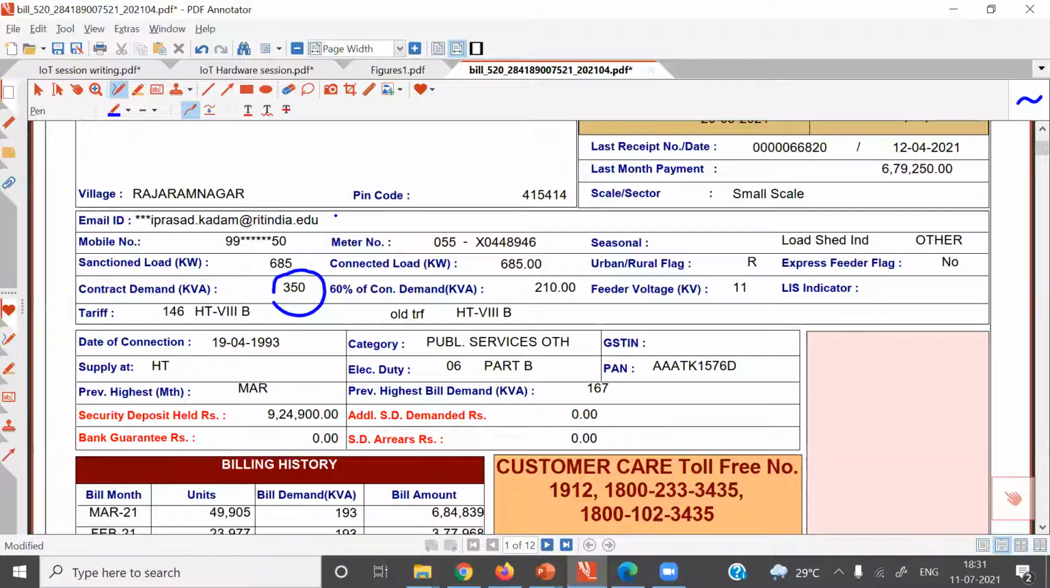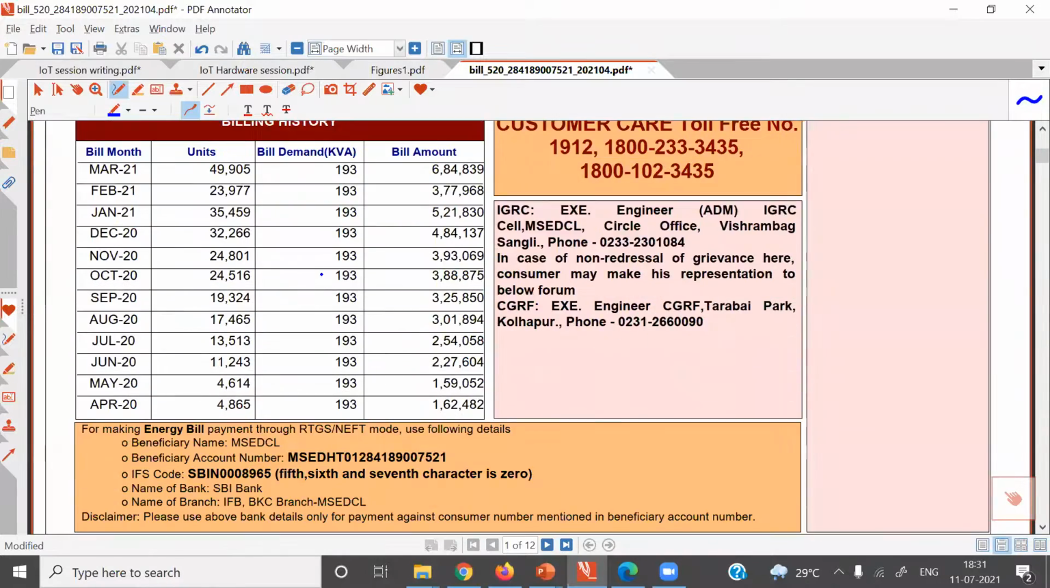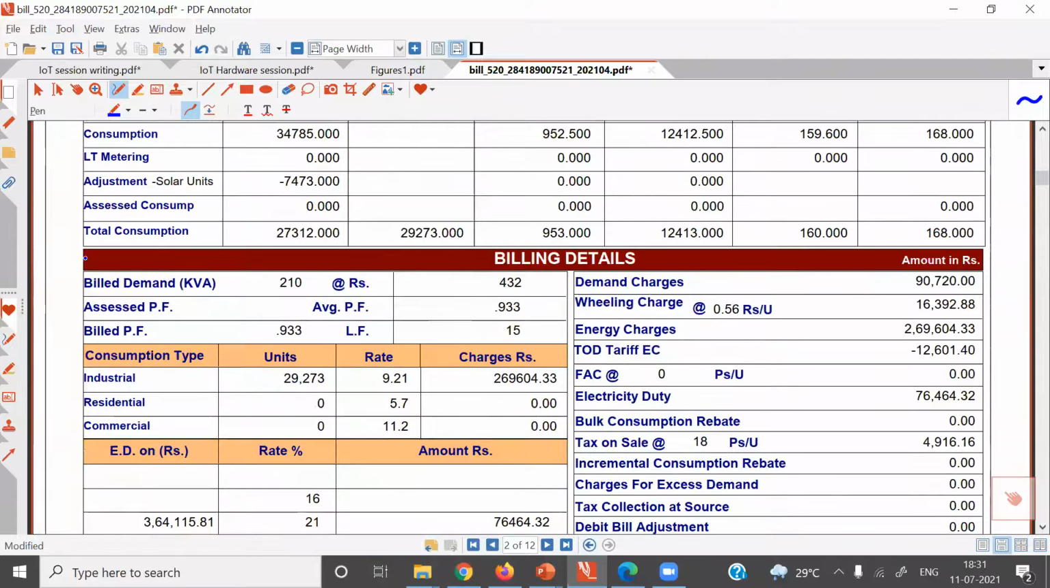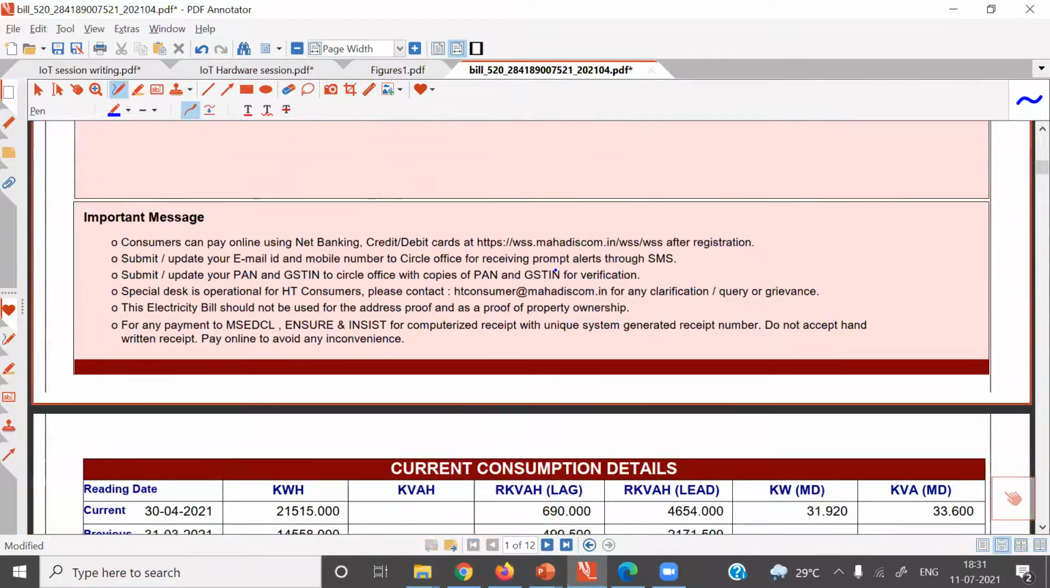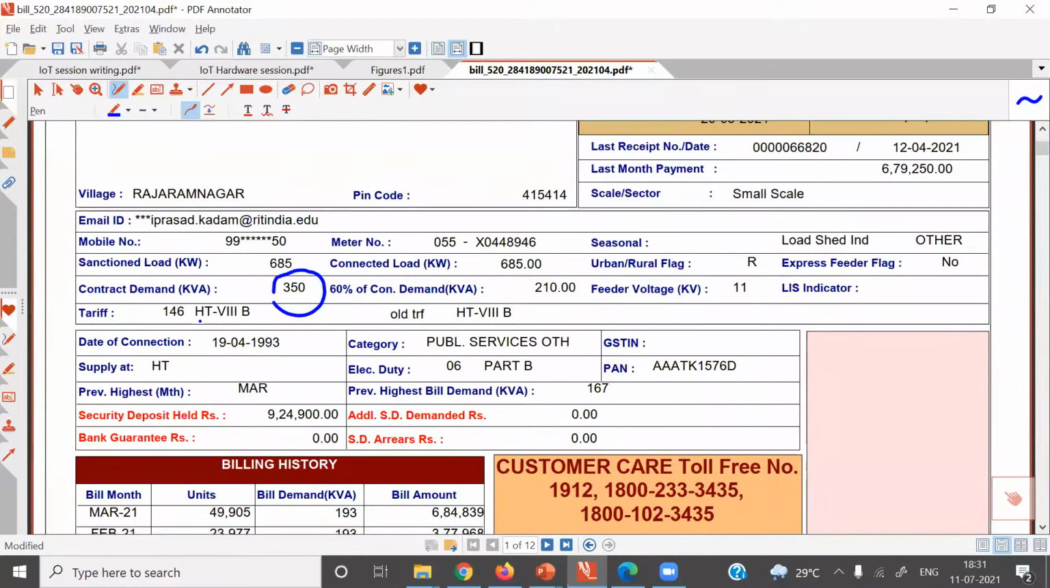In this electricity bill, there are different charges, like power factor. This bill also depends upon power factor. I am not going into details about power factor. My main focus is on demand charges. This demand charge is directly related to kVA demand. K means kilo, V means volt, and A means ampere. kVA stands for kilovolt ampere.